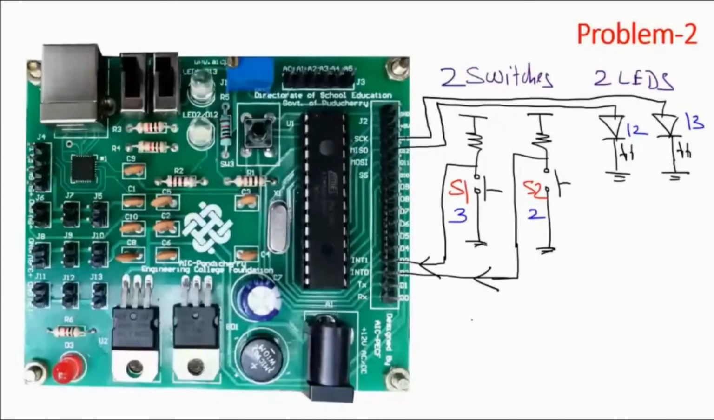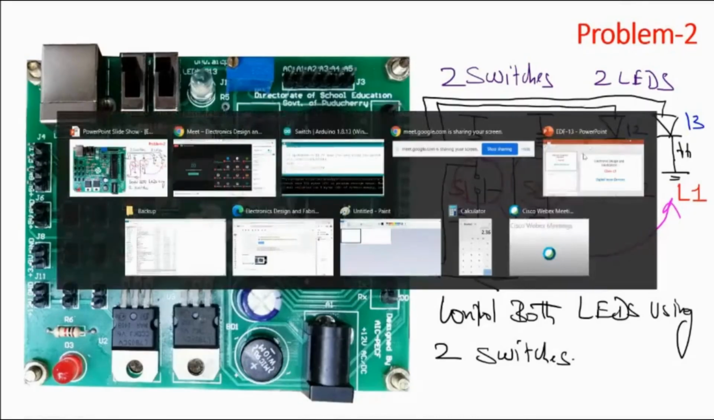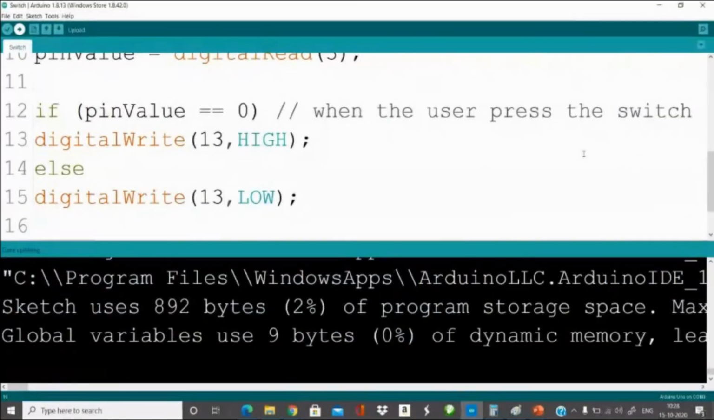What I want you to do in the second problem is control both LEDs using the two switches. Meaning, when I turn on and turn off switch 1, it has to control LED 1. This is LED 1, this is LED 2. So turning on and off this switch should control this LED. Similarly, turning on and off this switch should control this LED. Two LEDs should be going on. We have already written the code for one LED, so we just have to duplicate it for the other one. So let us go back here.